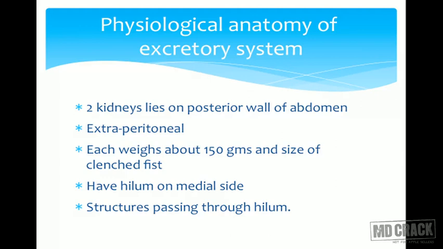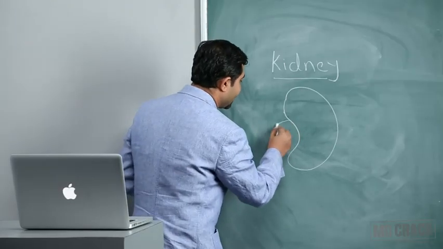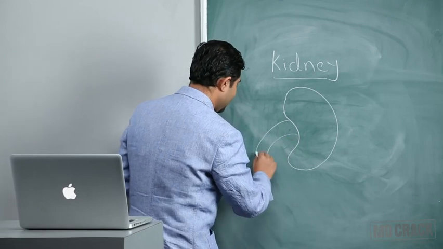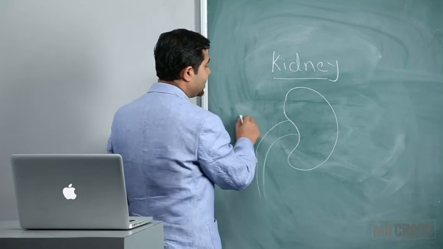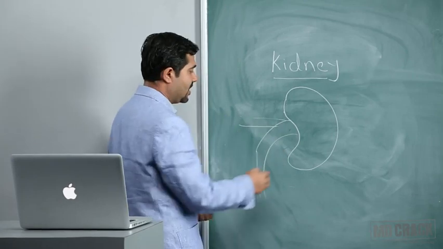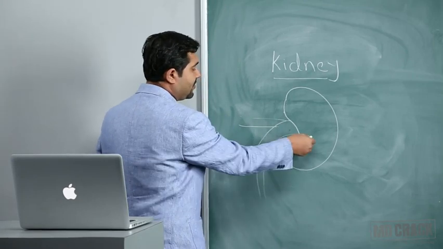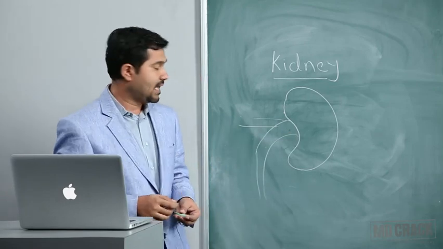Each kidney weighs about 150 grams, and the size of the kidney is approximately a clenched fist. It has the hilum on the medial side, and one has to recall which structures pass through this hilum. The most important is the ureter, which exits from the hilum and ultimately empties into the bladder. The renal artery will enter through the hilum. The renal vein will exit. The lymphatics will also exit from the hilum.